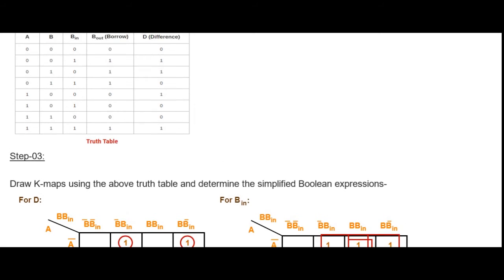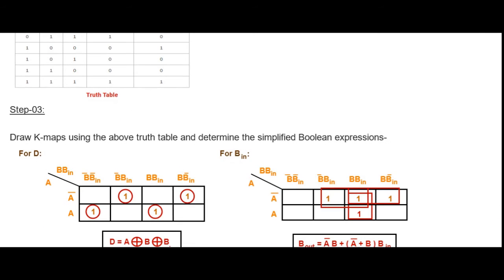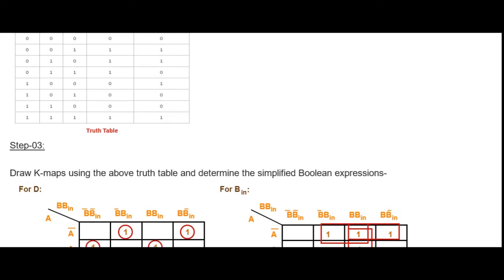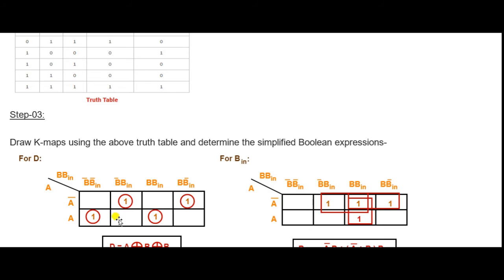Then we have to place each input combination in its corresponding cell of the K-map. So 001, for this particular input combination the difference is 1. For this respective combination we have to keep 1 in a cell. 001. You have to always remember that K-map follows only Gray code system.